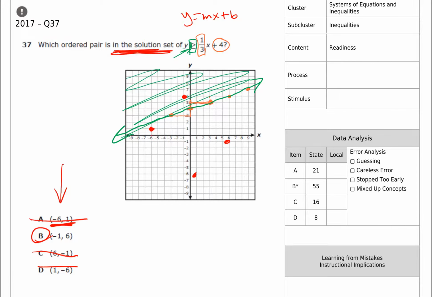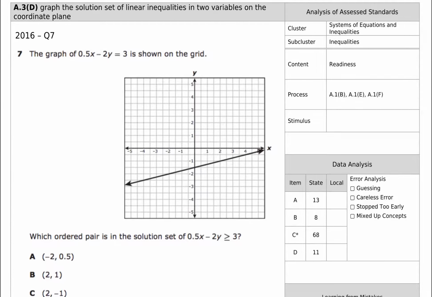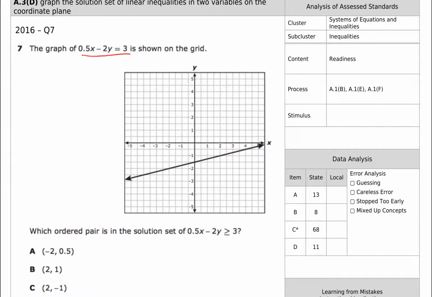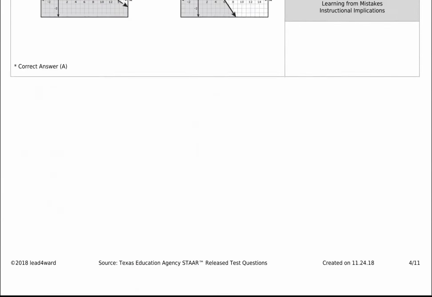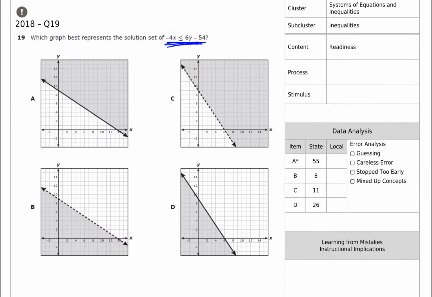The answer is B. All right, the other problems are in standard form, so we can start working through standard form. Remember I said the STAAR asks it in two different ways, one where it gives it in slope-intercept form, one in standard form.